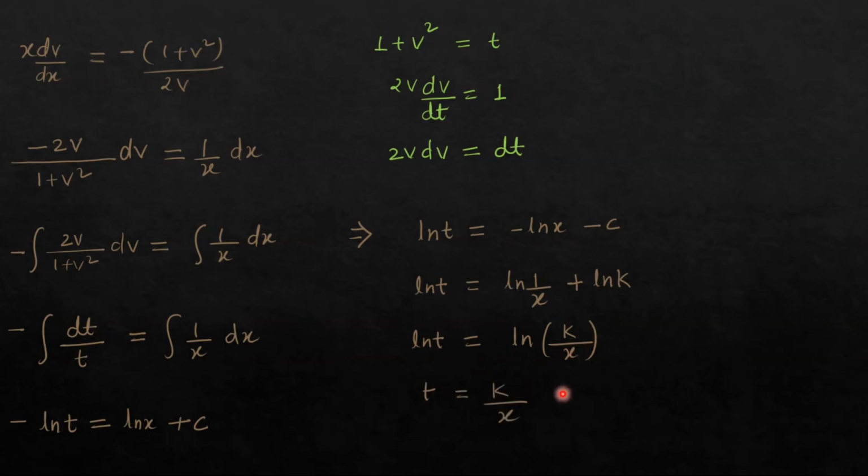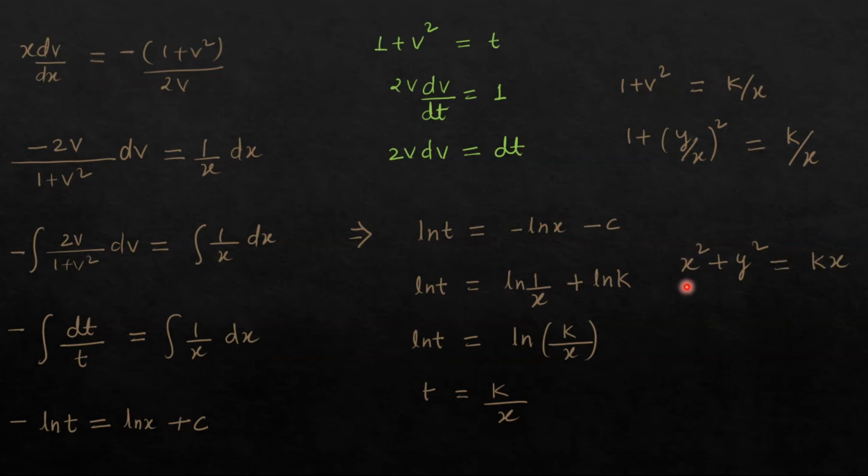Okay. Now we know that t is equal to 1 plus v square. So replace t by 1 plus v square. We will get 1 plus v square is equal to k by x. But the value of v is equal to y by x, because y is equal to vx. So in place of v, replace y by x. So 1 plus (y by x) square is equal to k by x. Now multiply with x square on both sides. You will get x square plus y square is equal to kx.